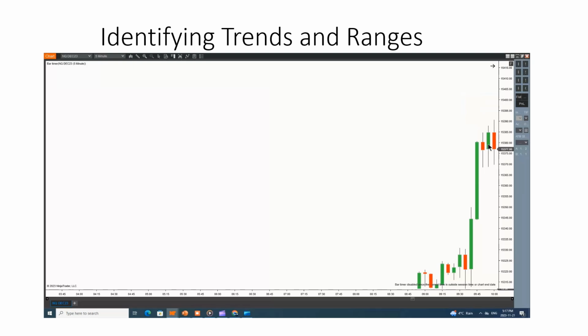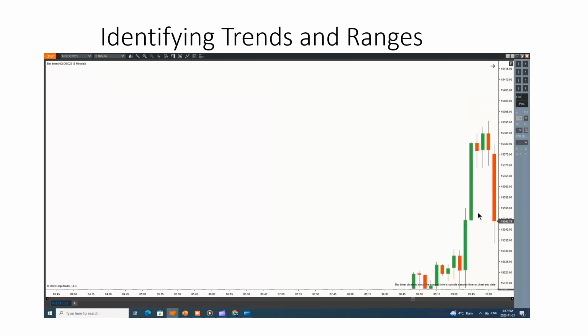So now what? Red, green, red, green. Matches tie. Market is in a range. Now let's put some horizontal lines in.